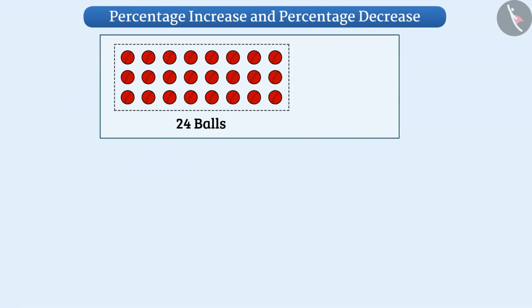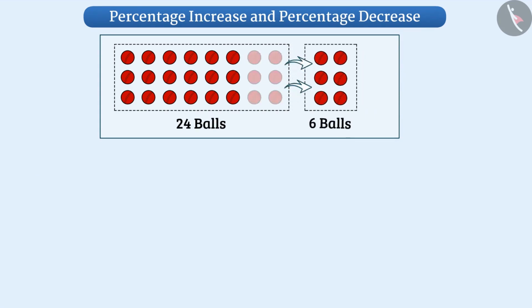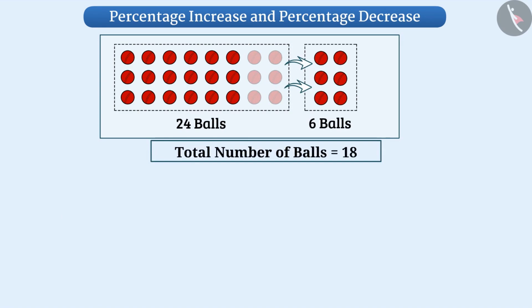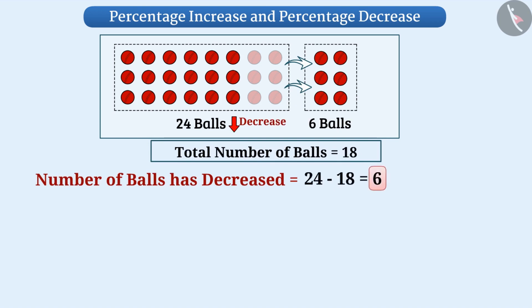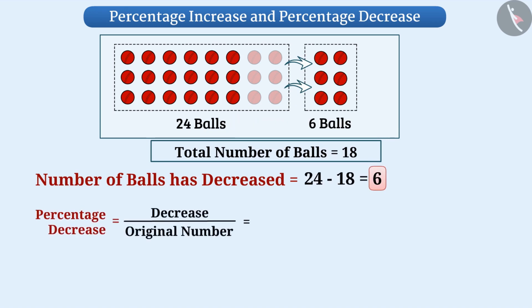Now, out of the total 24 balls in the box, we have removed 6 red balls. So now, the total number of balls is 18. That is, now the number of balls has decreased by 6 balls. In this way, we can say that the percentage decrease in the number of balls is 6 divided by 24 multiplied by 100% is equal to 1 divided by 4 multiplied by 100% is equal to 25%.